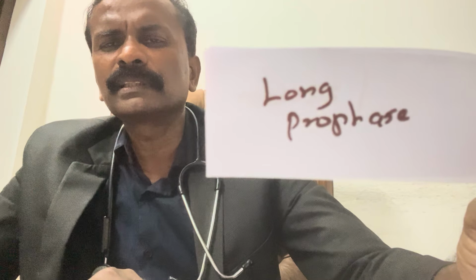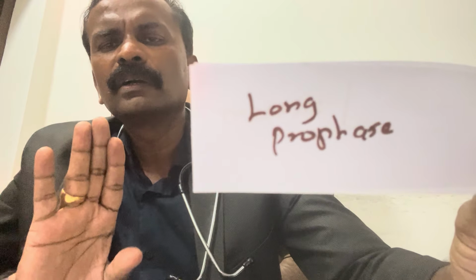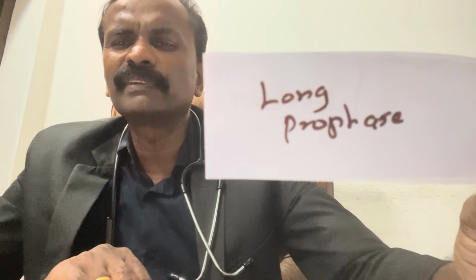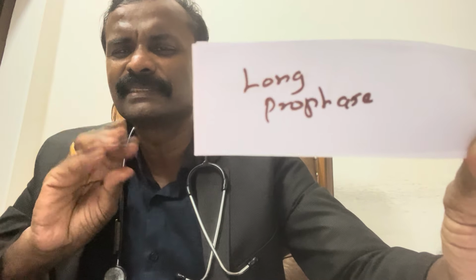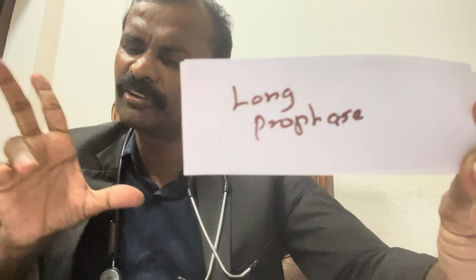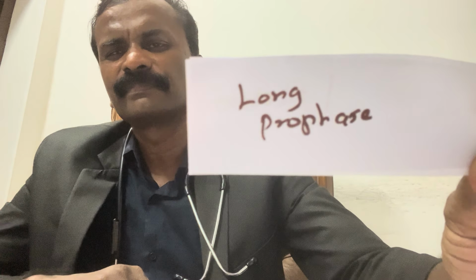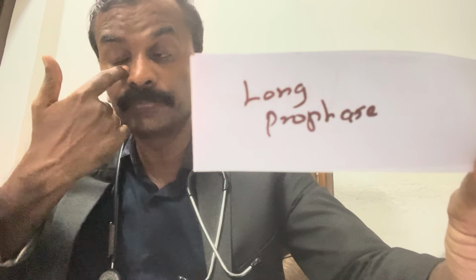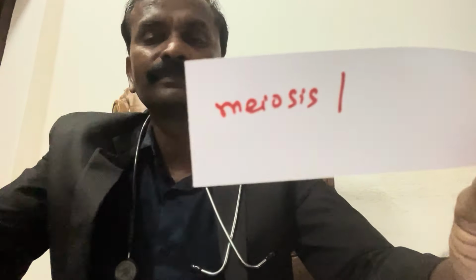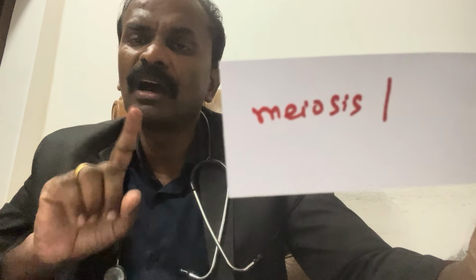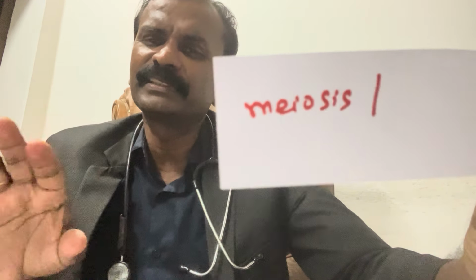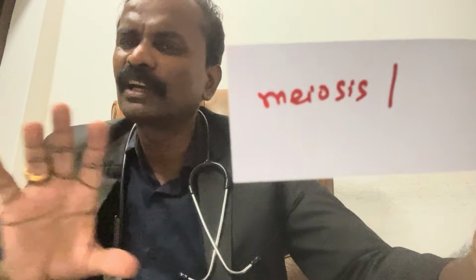In meiosis, don't forget long prophase. Where does long prophase occur? Because it has five subcategories, it is the longest phase. Long prophase comes under meiosis 1. So don't forget long prophase, so that you remember it is the longest.